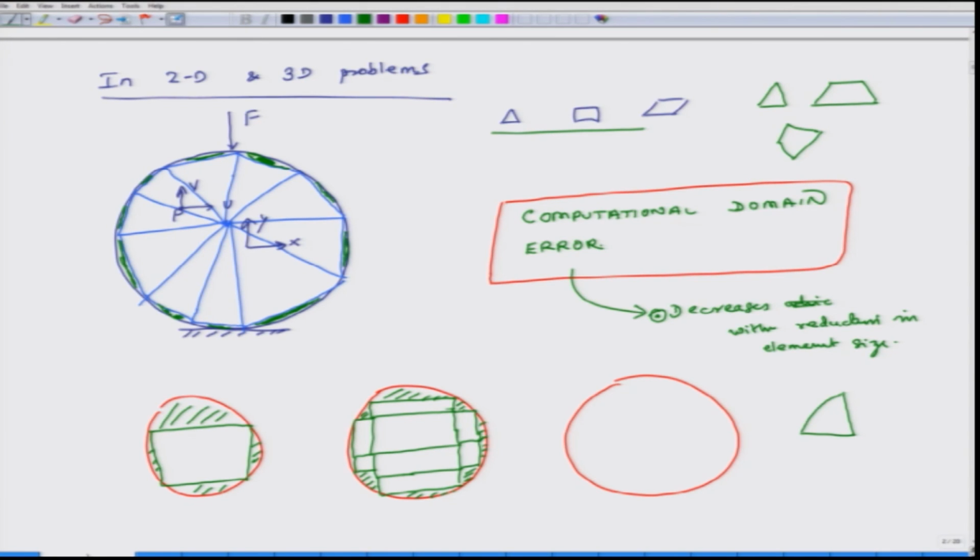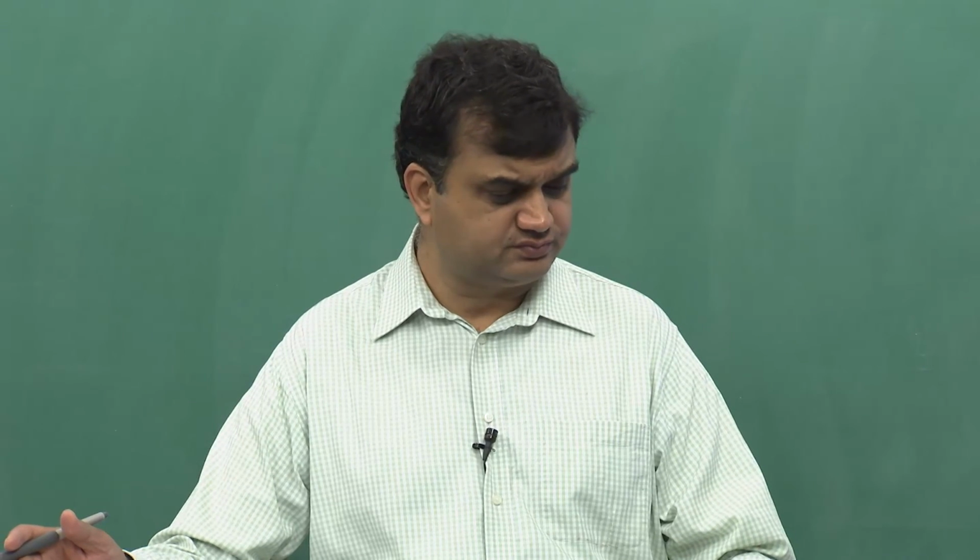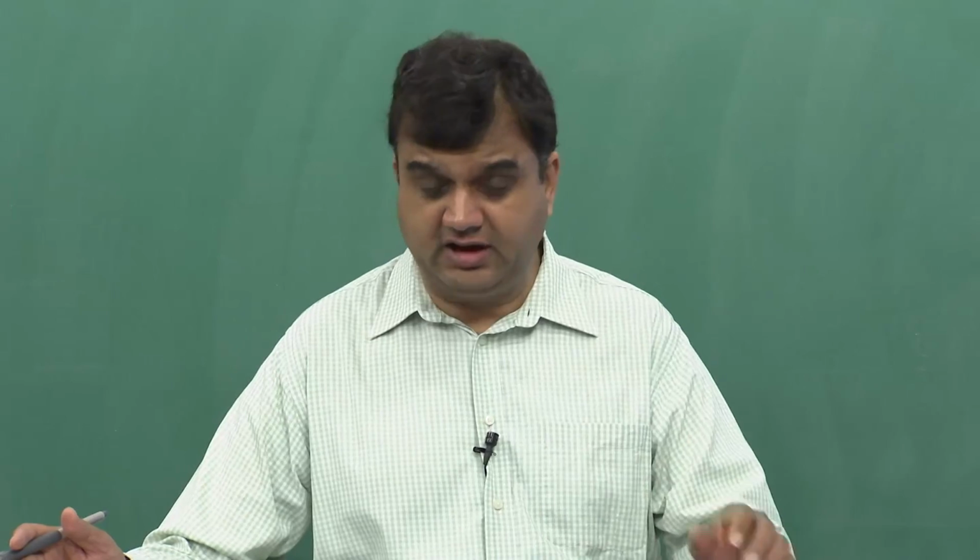So, if I have a 3 edge element where 2 edges are straight and the third edge is curved, then I can fit this type of element like this, and it will be much more accurate. So, I can reduce computational domain error in two ways. One is by reducing the element size, and second is by having elements which have curved edges. This completes the description of different types of errors which are there in our finite element model.